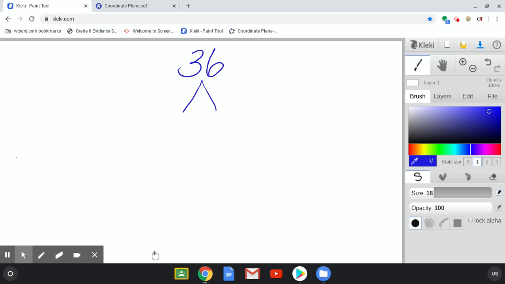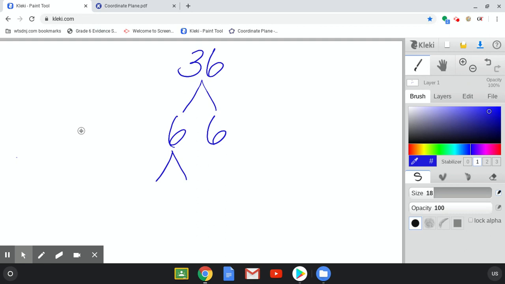So here I have to figure out what number times what number gives me 36. Remember, there are different ways you can get 36. It doesn't matter as long as it totals 36. If you're using 6 times 6, that would work. If you're using 9 times 4, that would work. All right, so I'm going to go ahead and use 6 times 6. And I keep branching out until I have only prime numbers.